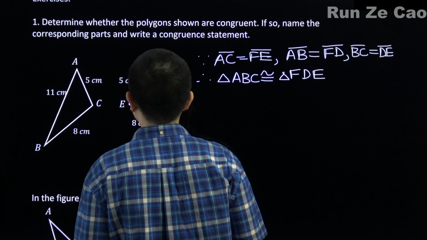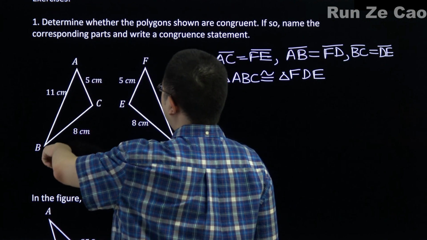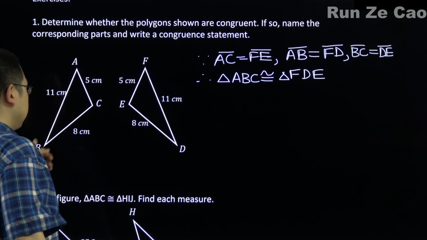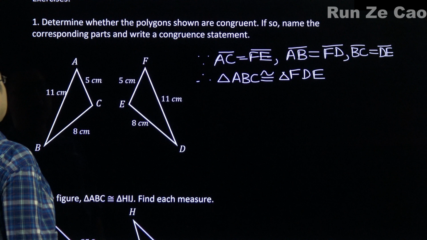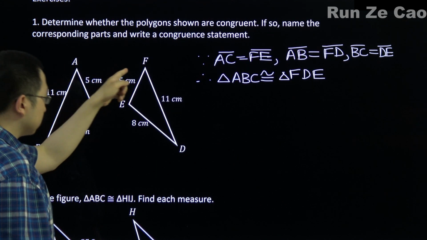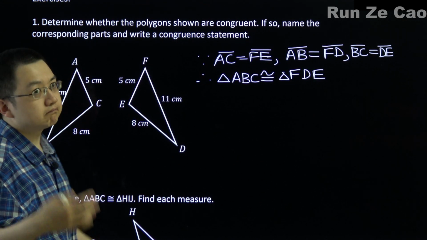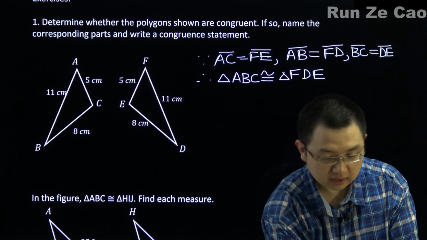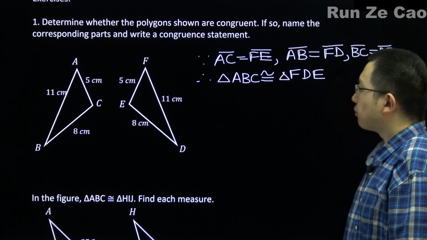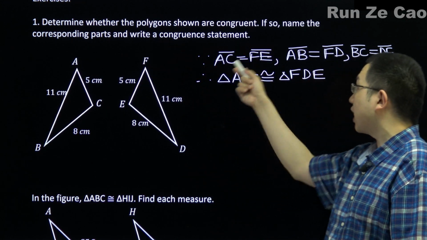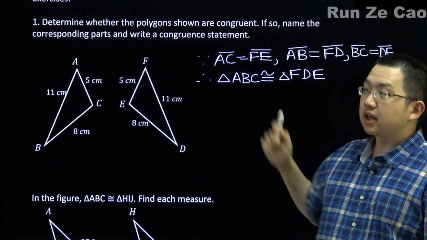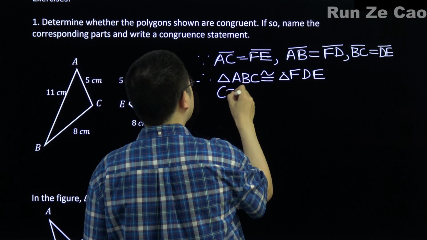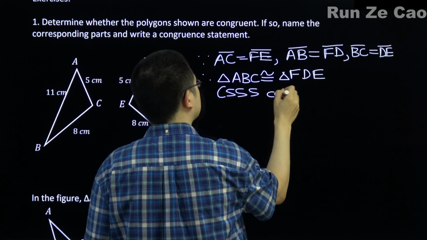Of course, depending on the teacher, it could also mean that you're supposed to say angle BAC is equal to angle DFE, angle ACB is equal to angle FED, angle ABC is equal to angle FDE. I mean, those are corresponding parts, they are congruent parts, but I'm pretty sure the "write a congruence statement" coming after means basically prove why it's congruent. In this case, it's side, side, side congruence.